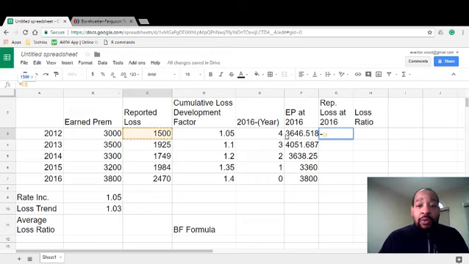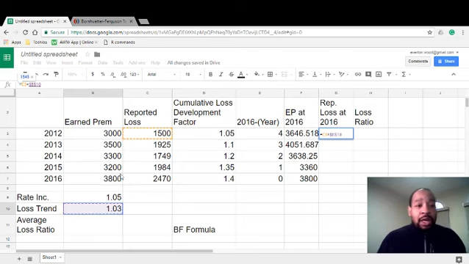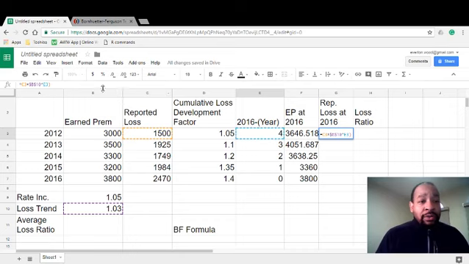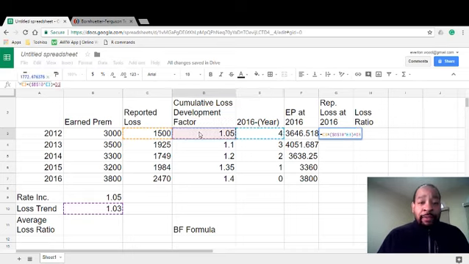So again, we're going to do reported loss and we're going to multiply that times the loss trend. All right, so the loss trend, we're going to lock that cell. And then this also needs to be brought up by the years to bring us up to 2016. But we got to do one more thing. I'm going to go ahead and do some brackets here so that Excel cooperates. Probably don't need to do it, but I'm going to do it anyway. Now we need to multiply it by the cumulative loss development factor.